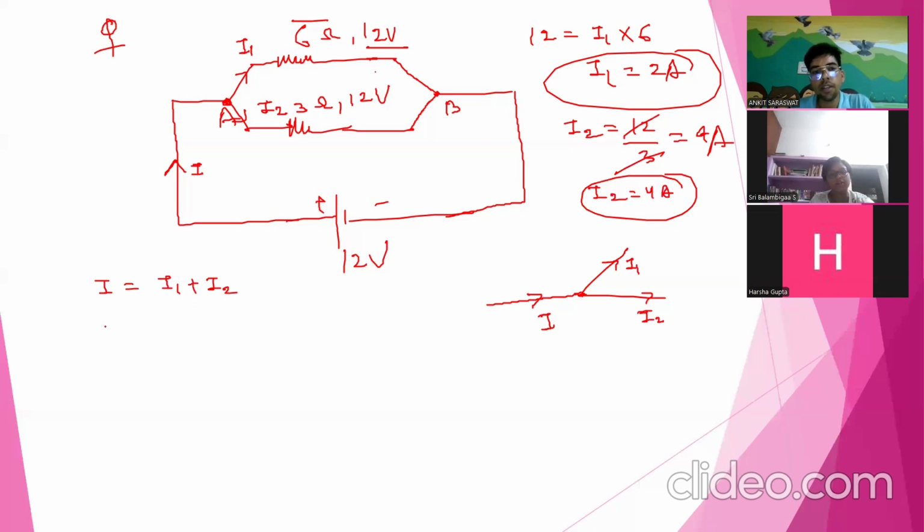Then I is what? 2 plus 4, that is 6. Then how much current is supplied by the battery? 6 ampere. The voltage drop across each resistor is 12 volt because they are in parallel combination. Any doubt? No, sir.